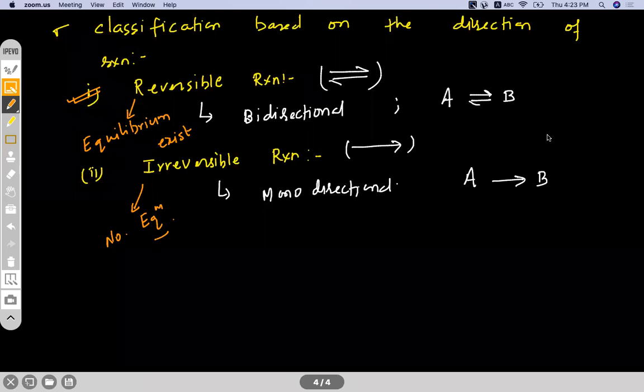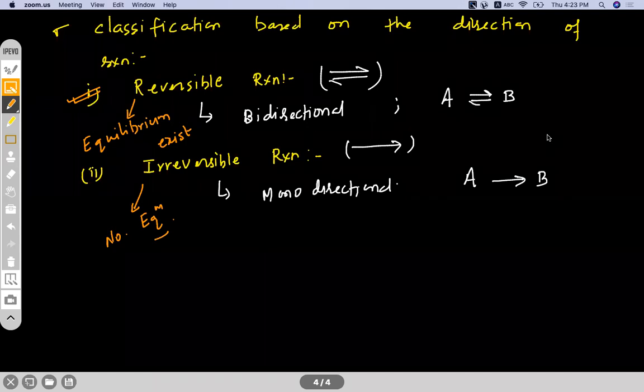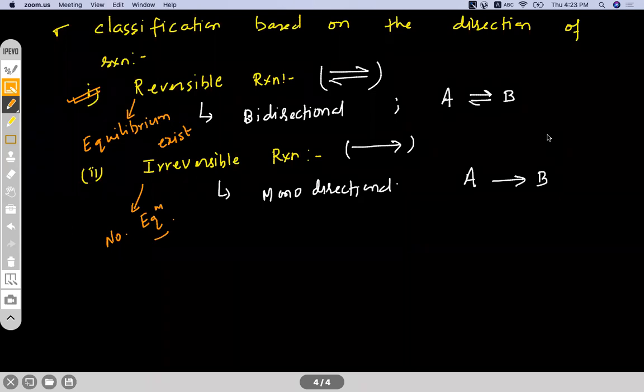So like I said, we have many different types of classification of reactions. Direction-wise, we have this. Speed-wise, we have very fast, very slow and moderate speed reactions. Phase-wise, we have homogeneous and heterogeneous reactions. Homogeneous reactions are those in which all phases are the same, only one phase present. Heterogeneous, more than one phase. But here we have done only direction-based because we have to understand the reversible reaction.